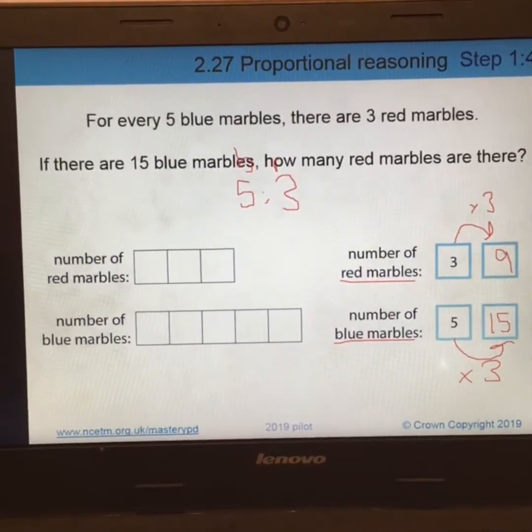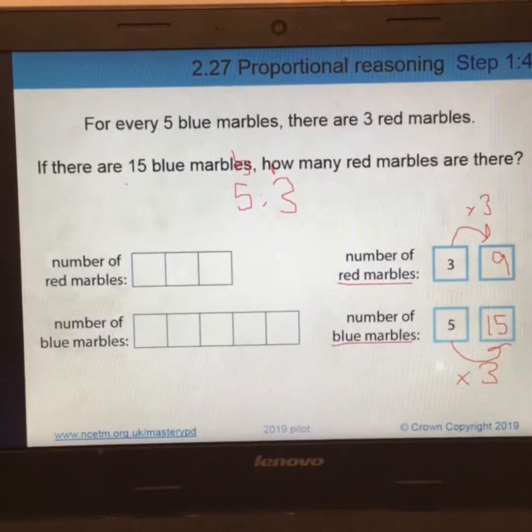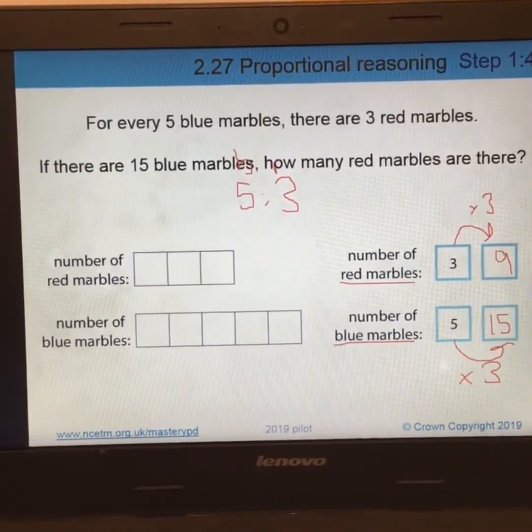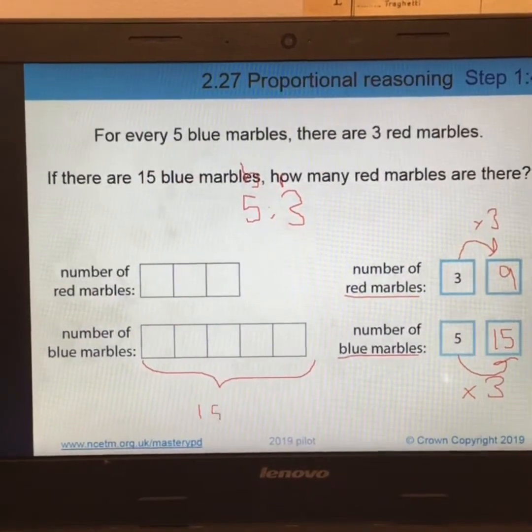So I think using this method, it should be 9 red marbles. Now let's try it over here. So blue marbles, there's 15 blue marbles. So the whole thing is going to equal 15.